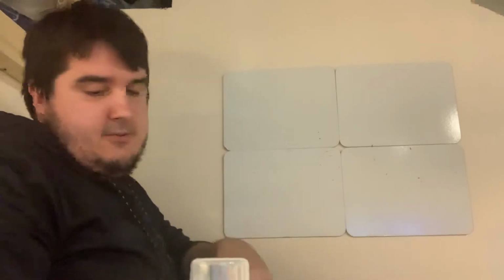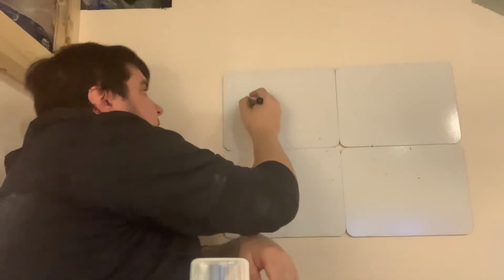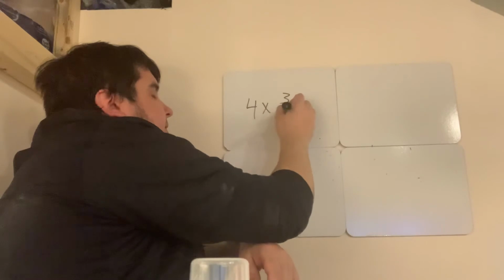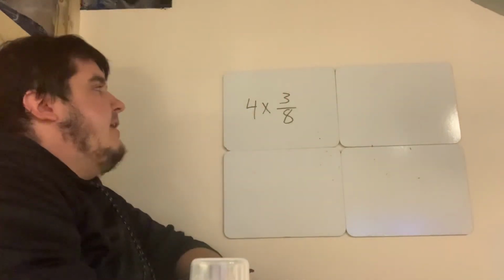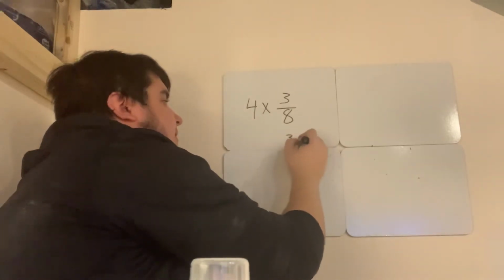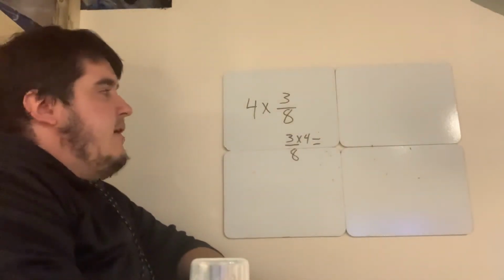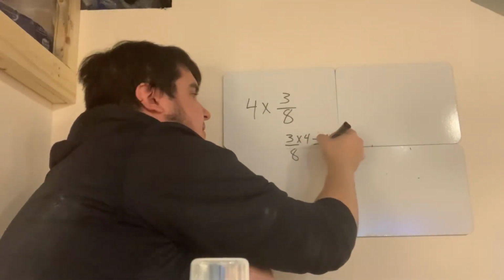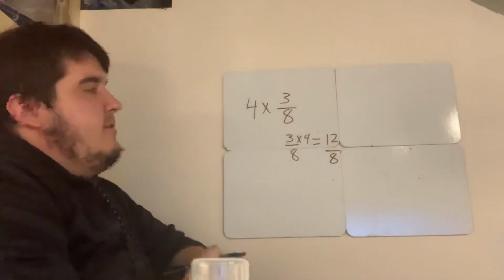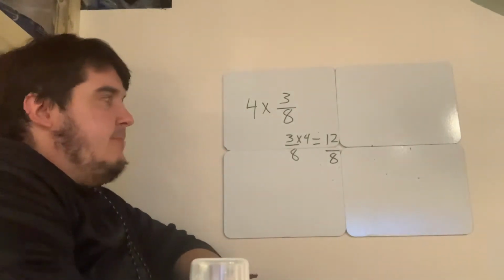So we'll do one in here. So we have 4 times 3/8. So we take our 3 times 4. That's going to give us 12, right? So that's going to give us 12 over 8. So we have to reduce that down, because that right there is an improper fraction.